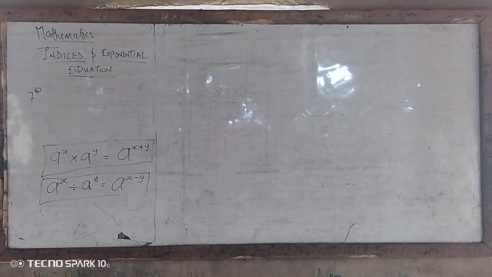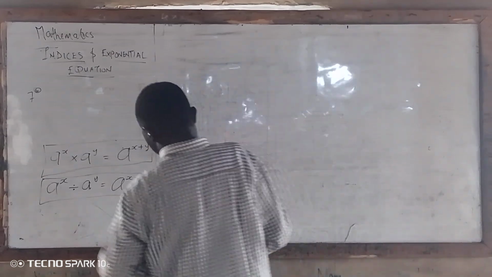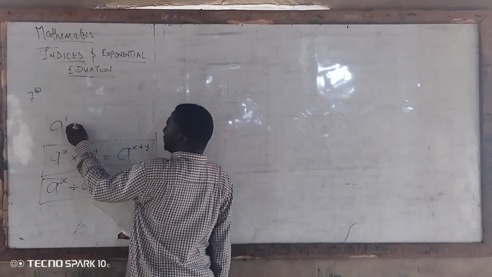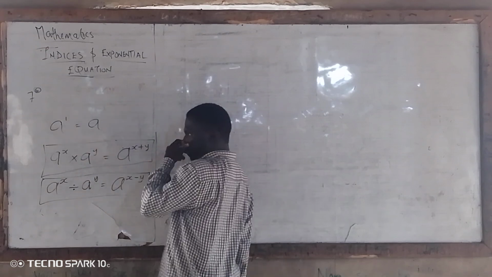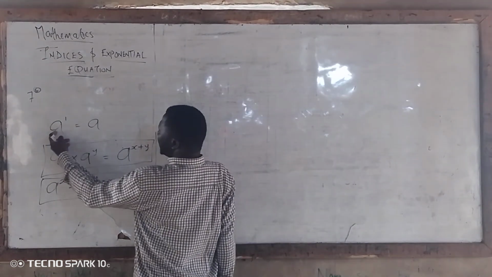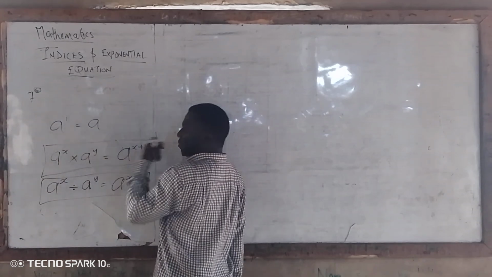All right, so that will take us to another law that says a to the power of 1 is just the same as a. A raised to the power 1 is just a, meaning any number raised to the power of 1 is that number.